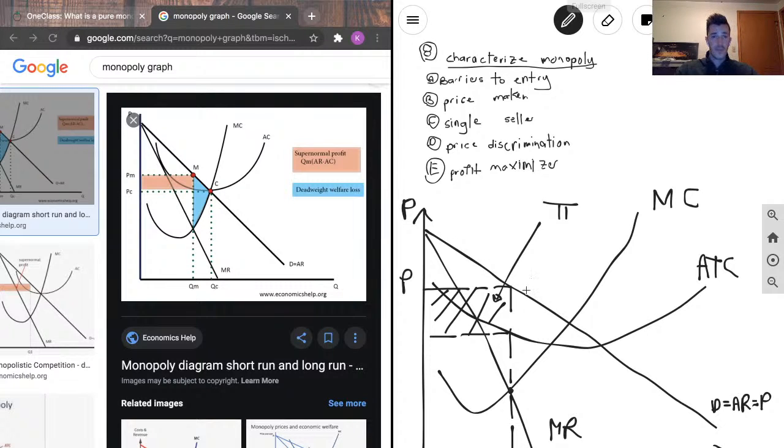Monopolists are not as good for society because there is deadweight loss, and that will be characterized by this upwards line you drew underneath the demand curve and to the left of the marginal cost curve. So it's going to be our deadweight loss.